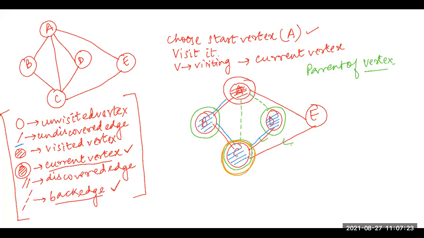Now when C is again my current vertex, I will again start looking: is there any undiscovered edge left? I see this edge discovered, this edge a back edge, this edge discovered. Yes, this is an undiscovered edge. Is there any vertex which is not visited? Yes, this vertex is not visited yet. So what will I do? I will change this to a discovered edge and this vertex to a visited vertex.